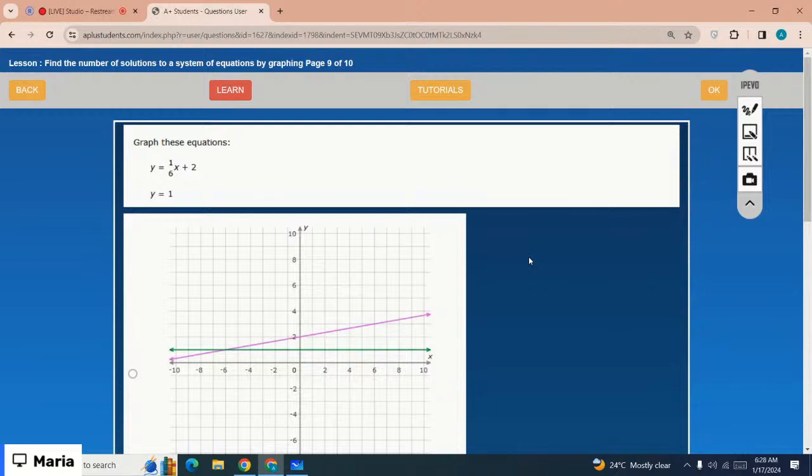Okay, graph these equations. Which is the correct option? The correct option is option number 1. You can see y equals 1. Here is the line on y equals 1, right? Green line is on y equals 1, so that is the correct option also. You can see here you have the y-intercept at 2, so here is the 2, right? So option number 1 is the correct option.